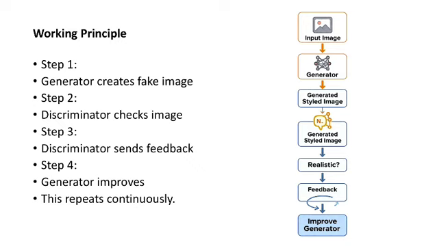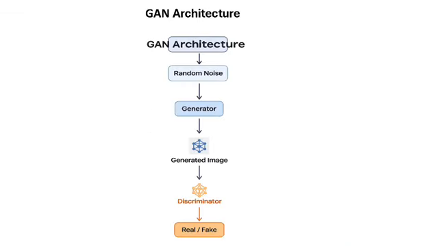Then it's GAN architecture. This architecture shows the flow inside GAN. Random noise is provided as input to the generator network. The generator converts this noise into fake data. Then the fake data and the real data are given to the discriminator. The discriminator compares both inputs and produces the output as real or fake. Based on this output, both generator and discriminator update their parameters during training. This adversarial learning process helps GAN produce high quality outputs.